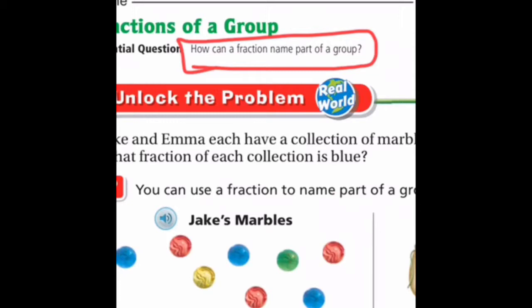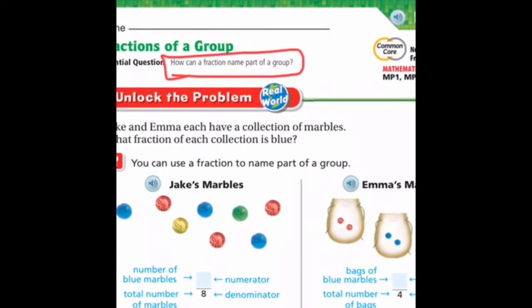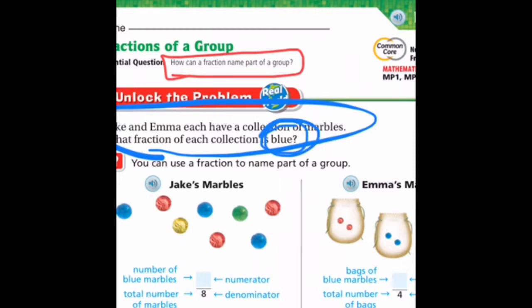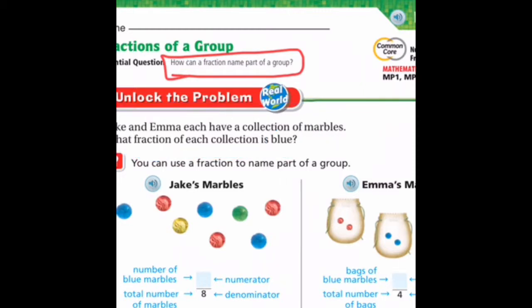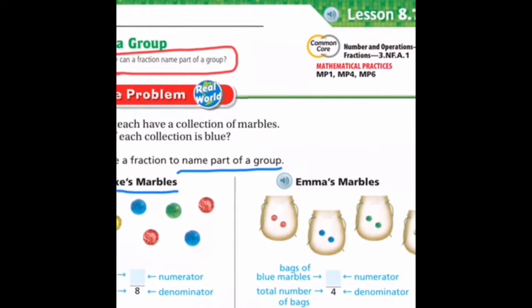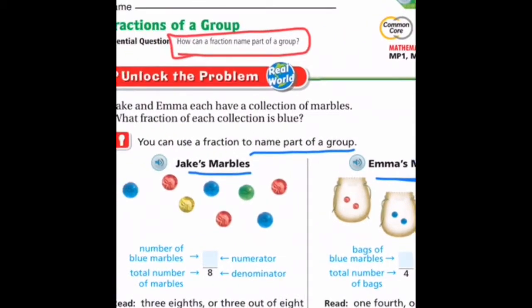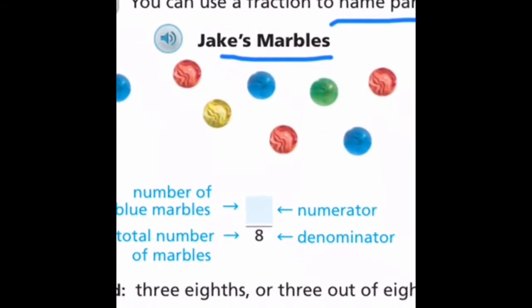Looking at unlock the problem to start with, and we're looking at marbles here. It says Jake and Emma each have a collection of marbles. What fraction of each collection is blue? Okay, so we can use a fraction to name part of a group. We have Jake's marbles, and then we also have Emma's marbles in the other example. So let's look at Jake's.